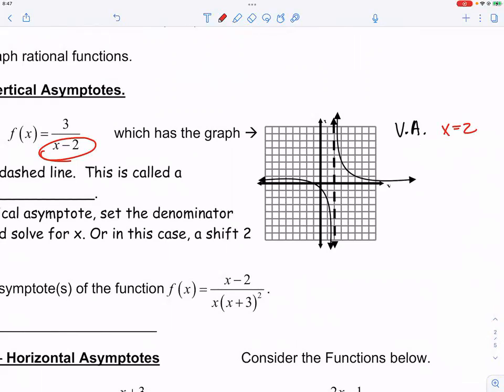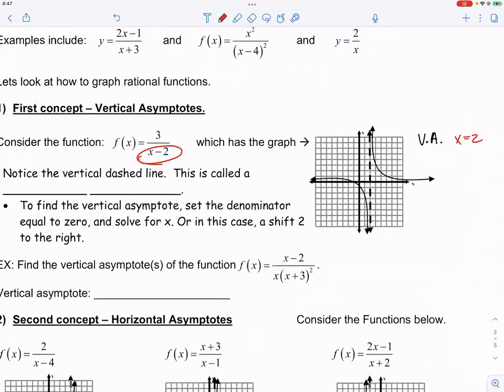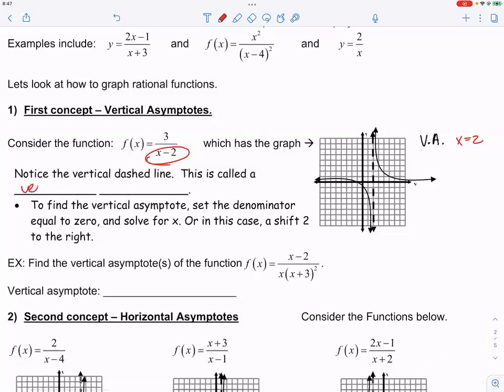Make sure you write down the whole thing: x equals 2. Do not just write down 2, because it's a line. If you just write down 2, that will be incorrect. You have to express it as a line. So this vertical dashed line is called the vertical asymptote. Yes, you have to write the whole thing.